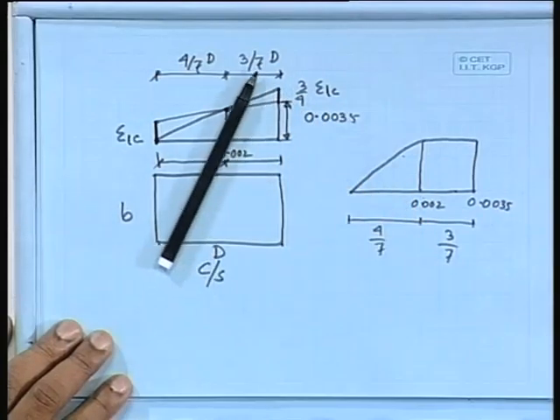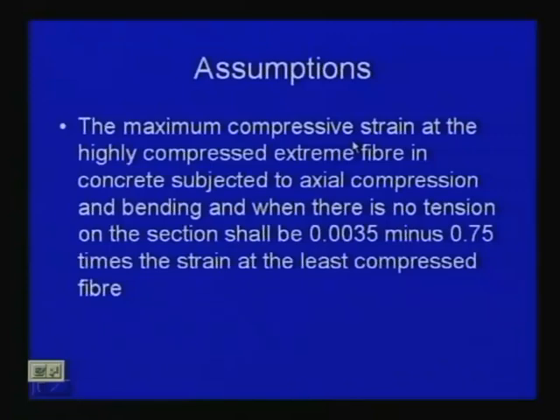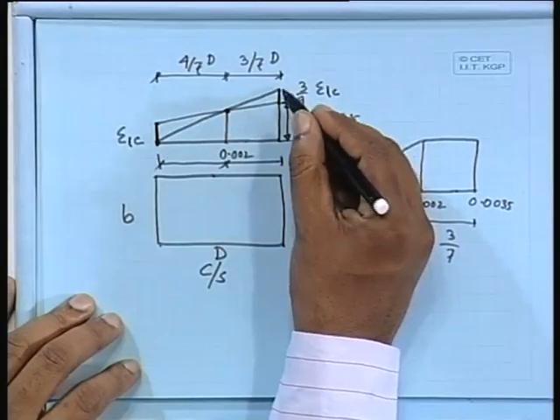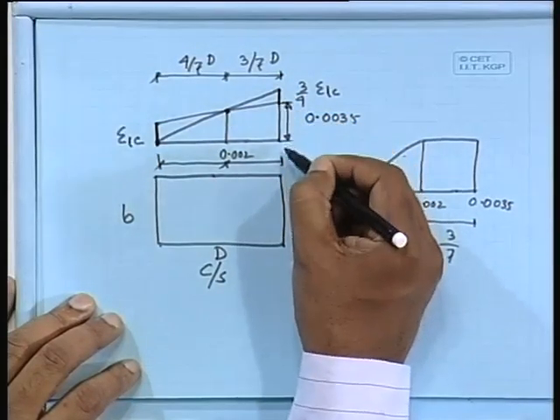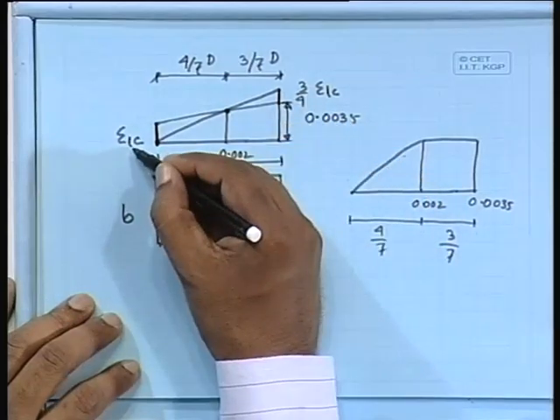That's why our code says, the maximum compressive strain at the highly compressed extreme fiber in concrete subjected to axial compression and bending, that means axially loaded as well as bending also there, and when there is no tension on the section, shall be 0.0035 minus 0.75 times the strain at the least compressed fiber. So this is your least compressed fiber and this is the maximum stressed. So that one we shall get considering 0.0035 minus 3/4 of this one. That way you can find out.